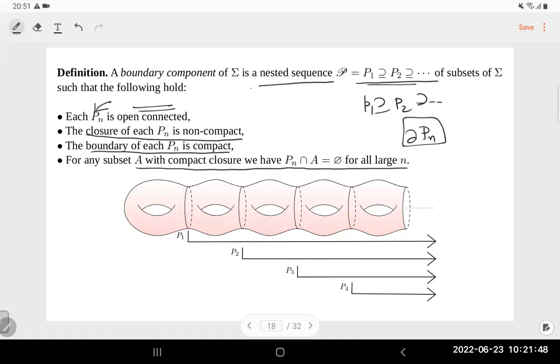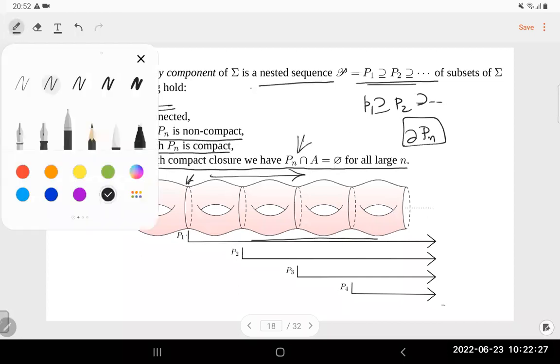So here is the picture or illustration. P1 is the left portion of this circle. P2 is the left portion of this circle. P3 is the left portion of this circle, P4, and so on. You can check easily that P1 is open and connected. The closure of this is non-compact. The boundary is exactly the circle, so the boundary is compact, and given any compact subset, the sequence eventually doesn't intersect it.